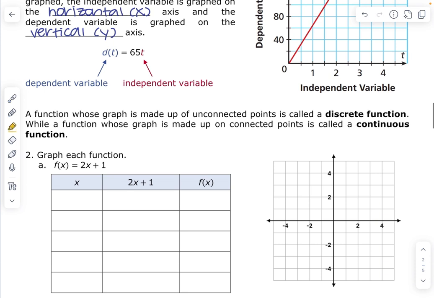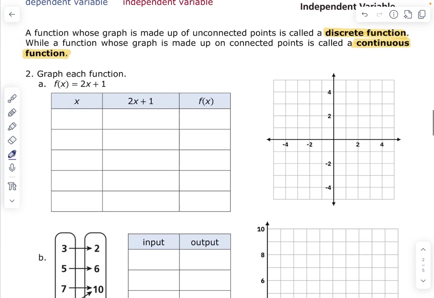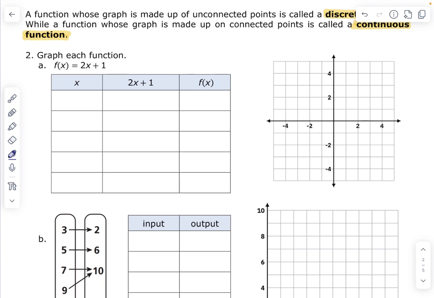All right, a function whose graph is made up of unconnected points is called a discrete function, while a function whose graph is made up of connected points is called a continuous function. Okay, let's look at some examples. So we are given f of x equals 2x plus 1. We want to fill in this table and graph it. So I'm going to pick some x values. Let's do -2, -1, 0, 1, and 2.